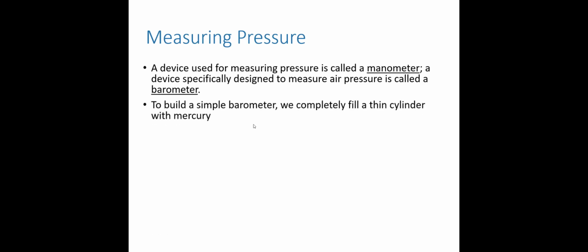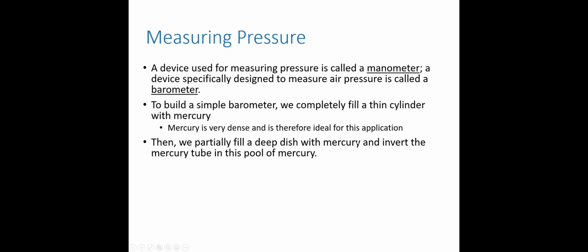Suppose we wanted to build a simple barometer. The most effective way to do this would be to get a long, thin tube, which is closed at one end, and completely fill it with mercury. Mercury is an extremely dense liquid, and that's why we would choose it, even though it's rather toxic, over other liquids like water. You would then invert it with the closed end at the top and your gloved hand covering the bottom so that the mercury can't spill out of the tube.